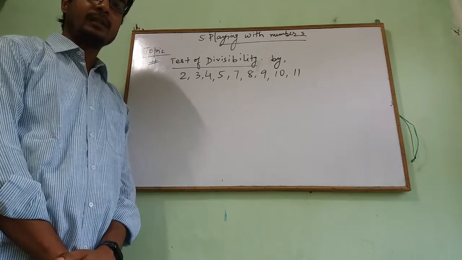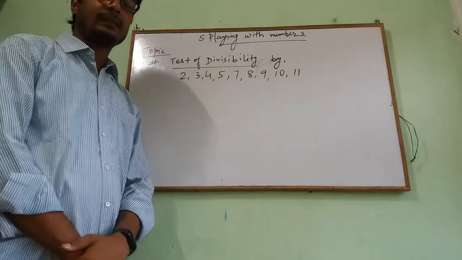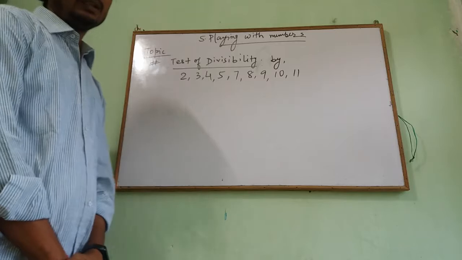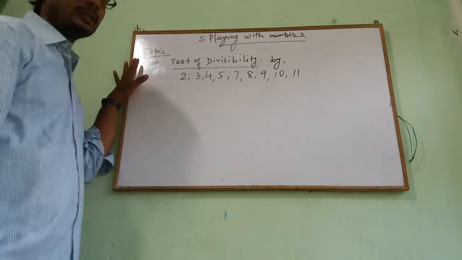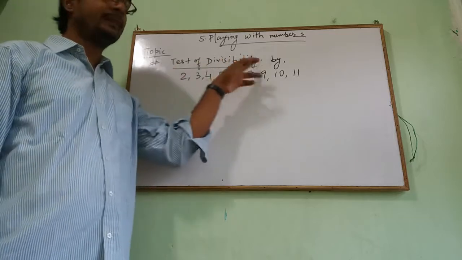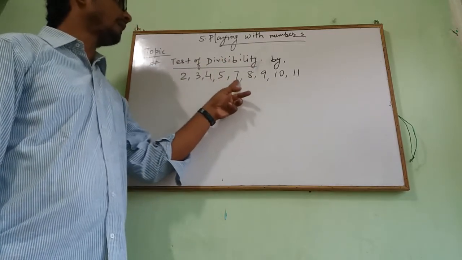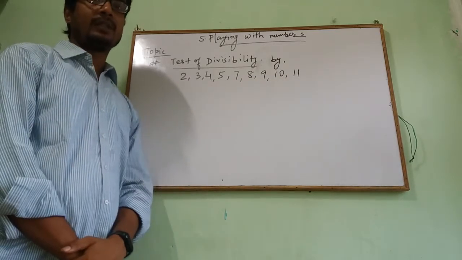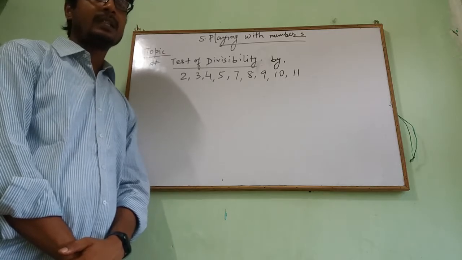Good evening, students. Today we will discuss chapter 5 of R.S. Agarwal, class 8 maths, playing with numbers. In this chapter, we will discuss the following topic, that is test of divisibility by 2, 3, 4, 5, 7, 8, 9, 10, 11. So let's start the video. I hope that you will see up to the last.